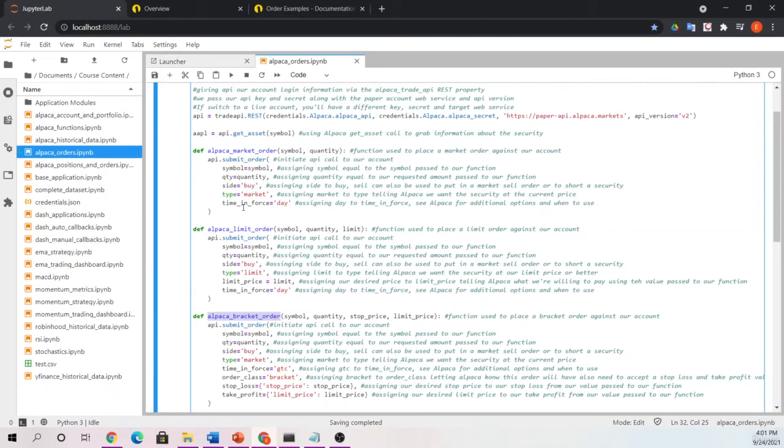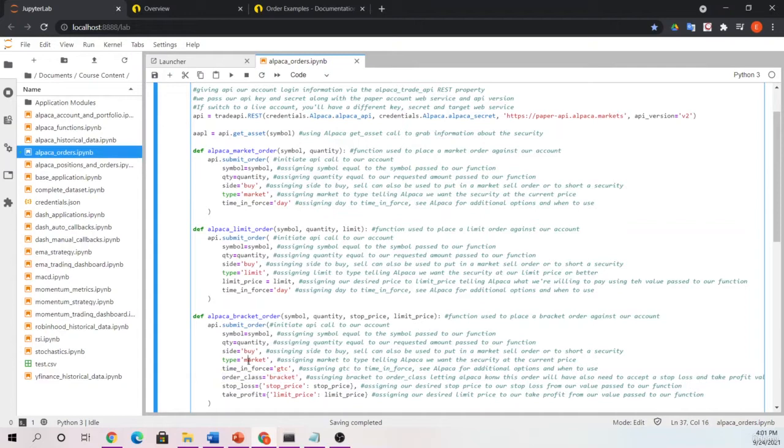For our order types, we're going to utilize API.submit_order for each of these. It's going to be the same type. The difference is going to come in what type of order we're passing it. In here it's a market order, here it's a limit order, and here we're also passing it a market order, but in this one we're going to pass it an order class as a bracket.